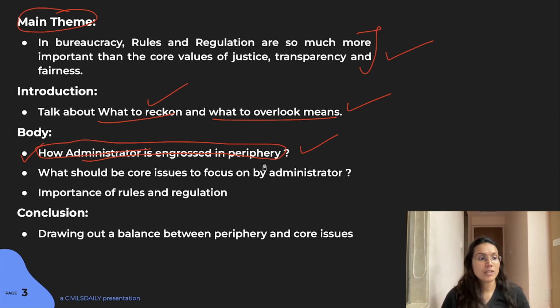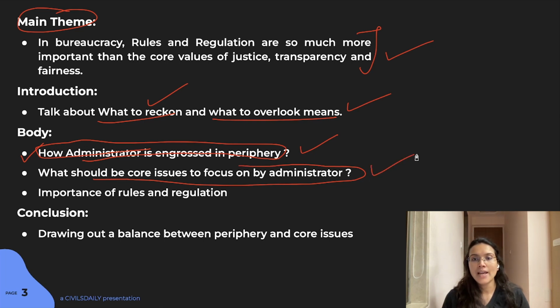You can talk about when officers are too much engaged in a yes-man attitude with respect to the political officers. So ultimately, in order to get a better promotion or better transfer, you're getting engrossed in those periphery ideas, right? So these kinds of things you can bring about in this particular question. Next is, what should be the core issue to focus upon?